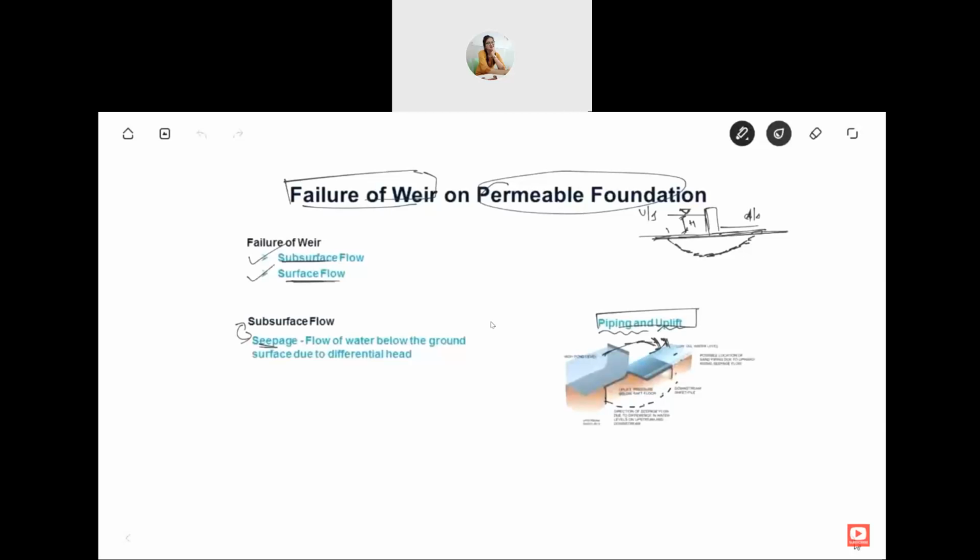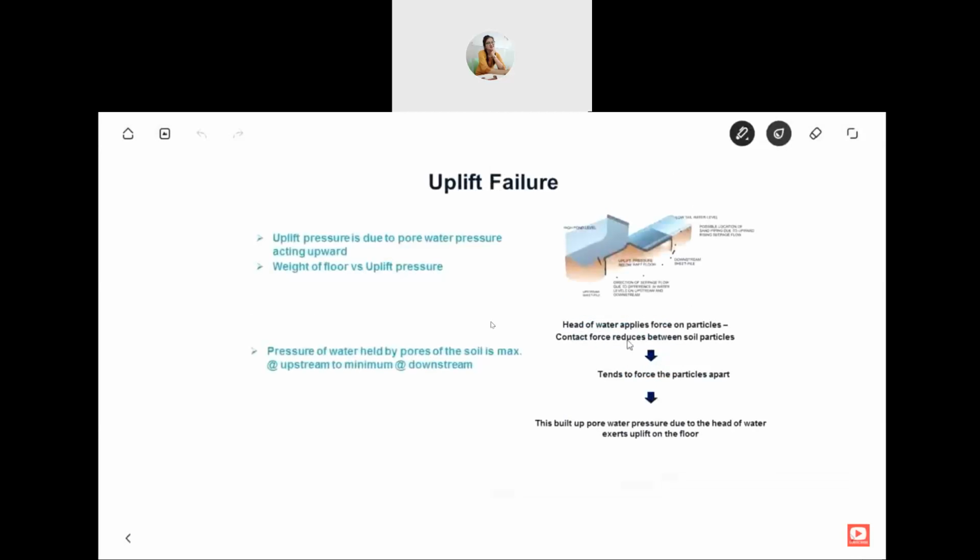Now let us see the failure which happens due to subsurface flow. So the first one is uplift failure. So what is this uplift failure? As you can see, there is a head of water on the upstream. This head of water on the upstream, if suppose these are the soil particles, and if you insert a piezometer here, you will find that the water rises up to the head of water. So this head of water applies force on these particles and tends to force the particles apart, that is, break away from each other.